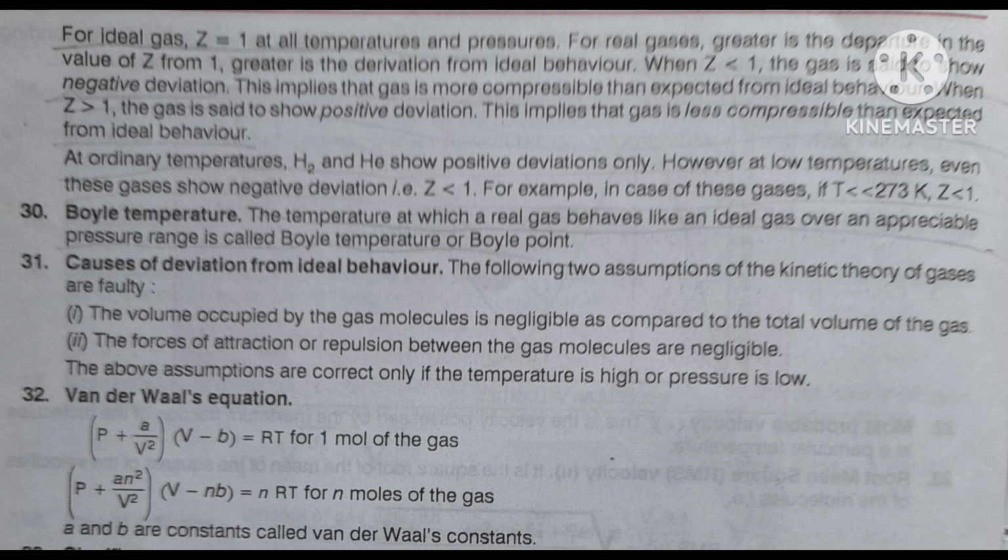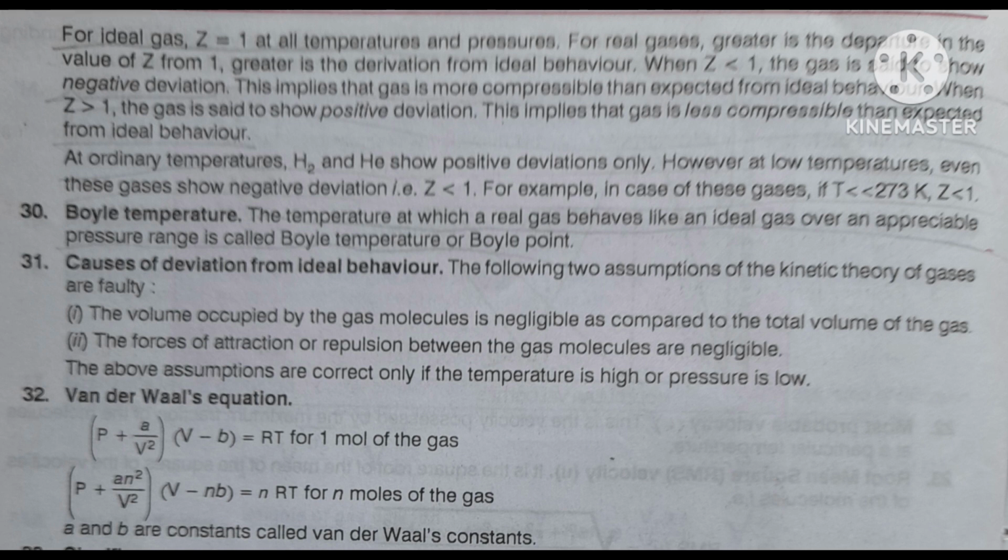Now for n moles of gas, you have to introduce n. That A upon V square was there. Now you write n square with A, A n square. Correct? Then for n molecules, the pressure will become P plus A n square divided by V square. And for volume, V minus nB: only for 1 mole B was there, for n moles nB was there.